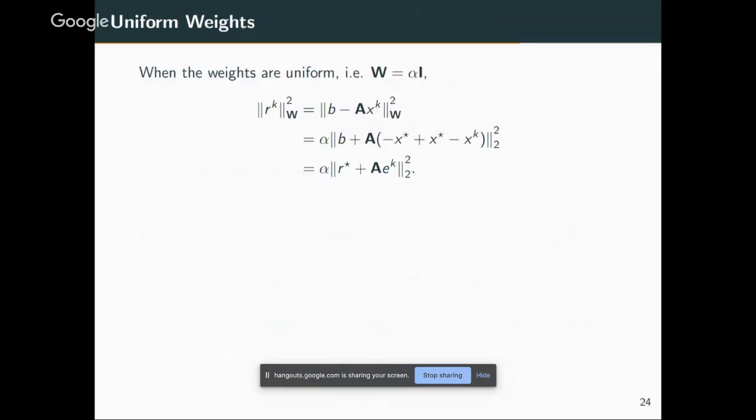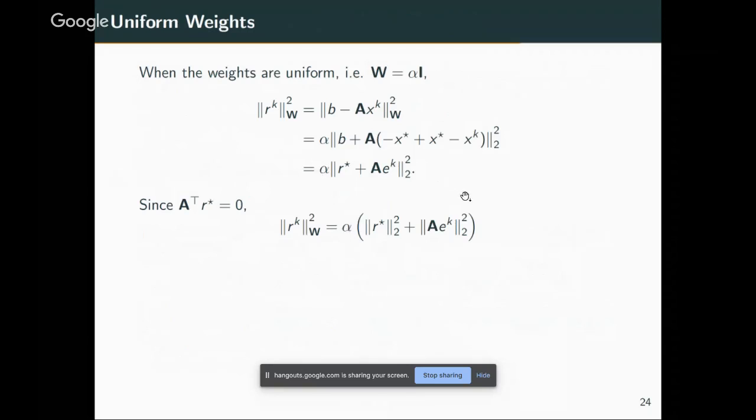But if we assume that the weights are uniform, so W is proportional to the identity, then we can derive a more interpretable bound. Here we'll assume that W is equal to alpha, a scalar, times the identity matrix. In this case, we can decompose this norm with respect to W. We add and subtract x star to decompose b minus A x_k into r star plus A e_k. And since multiplication by W results in just multiplication by a scalar alpha, we can pull that out of the norm as well. Although I think that alpha should be squared, not just a single alpha.